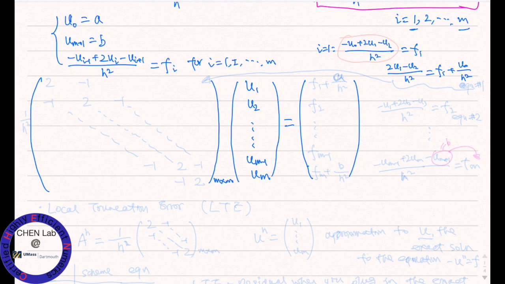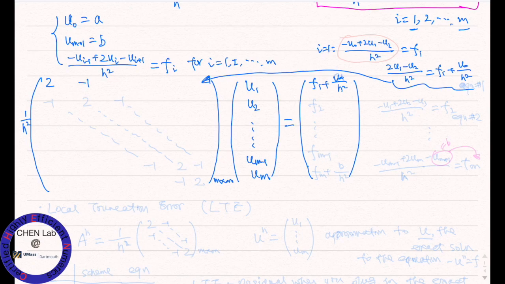Since all the equations have 1 over h squared, we're going to put 1 over h squared in front of the matrix. We need a 2 to hit u1, so it's a 2 here, and then we need a negative 1 to hit u2. And the right hand side is nothing but f1 plus u0 divided by h squared. So that equation will give us the first row.